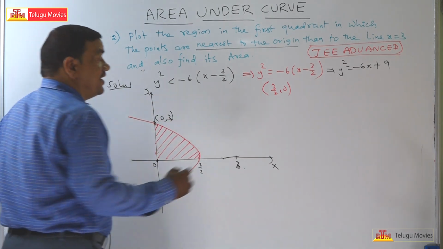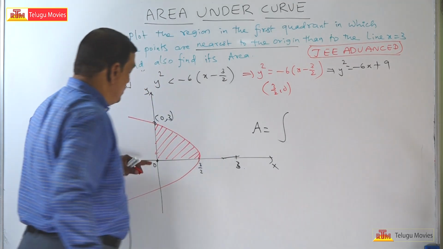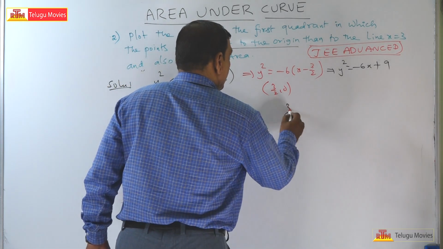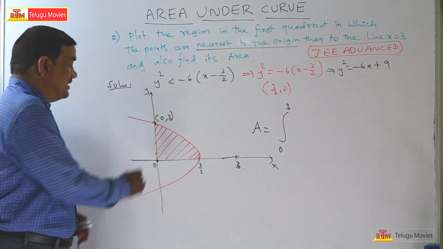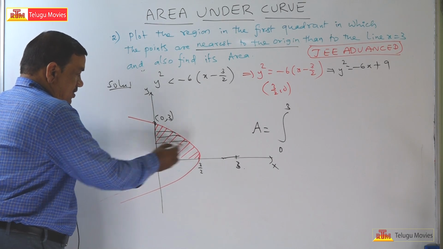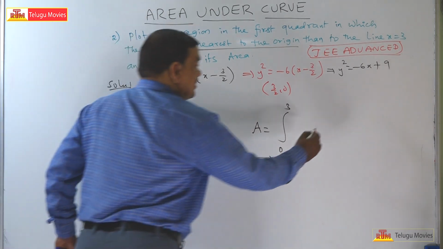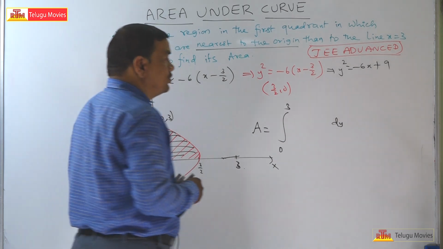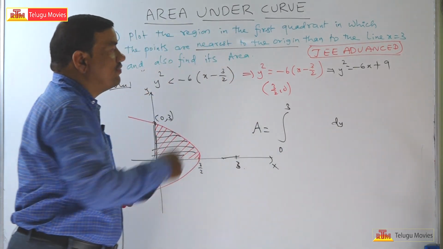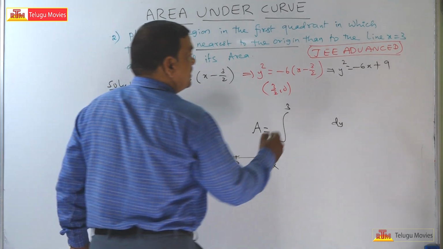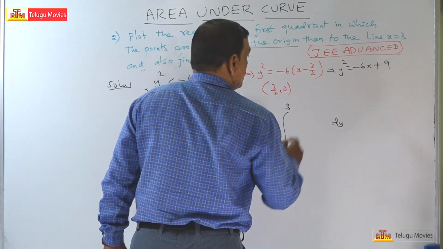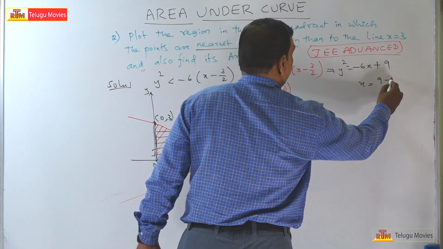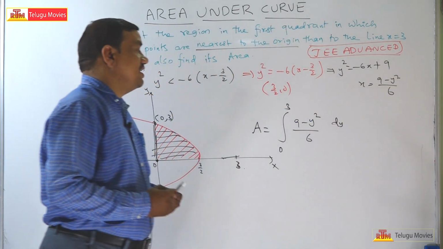So our required area A is equal to the integral from lower bound 0 to upper bound 3. With respect to the y axis, I am dropping the area on the y axis, that's why you have to write dy. When you are writing dy, your function should be in terms of y. So x is equal to, taking minus 6x to this side, 9 minus y square by 6.